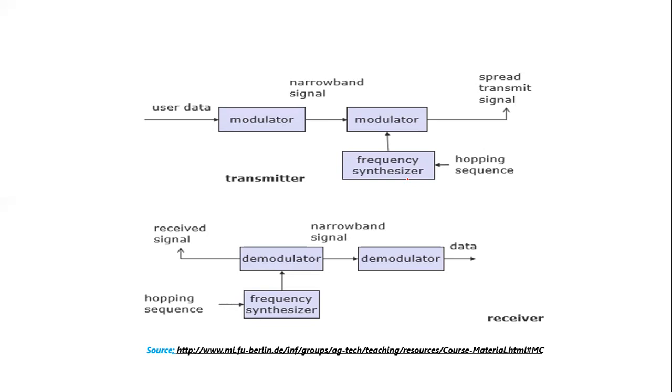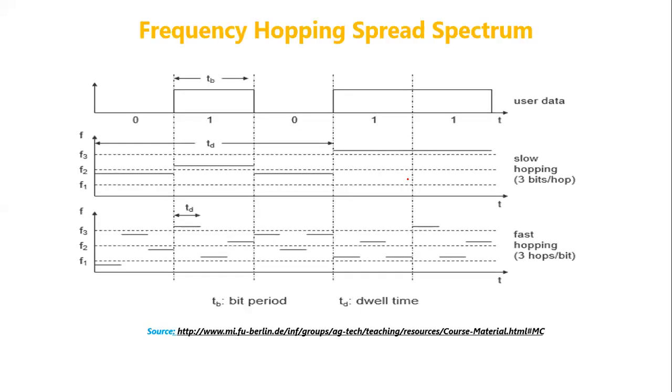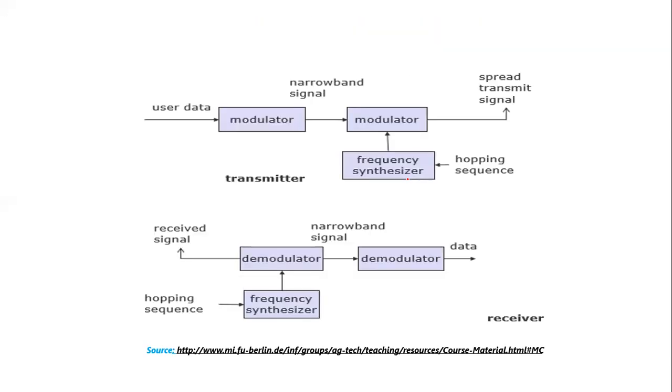As a result we will be getting the hopping pattern, and what you get is a high frequency signal. So when you pass the hopping sequence through the frequency synthesizer, what you get is a high frequency carrier signal, and that high frequency carrier signal will be used to modulate the narrowband signal, and then it will be transmitted through the wireless media.